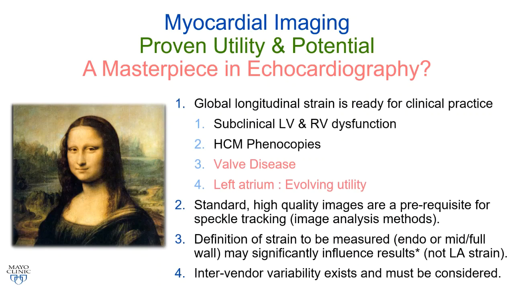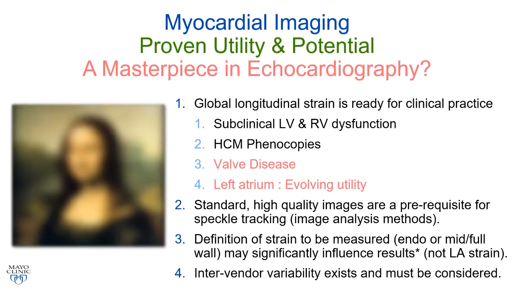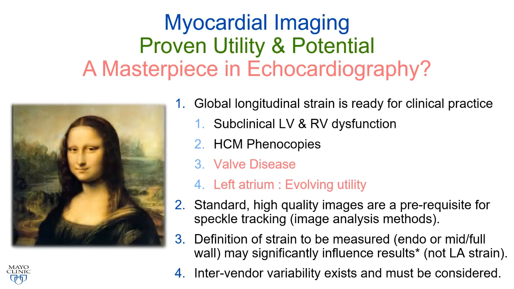It is ready for prime time, and its utility to detect subclinical both LV and RV dysfunction, as we've shown. Its utility in separating out thick-walled cardiomyopathies, its emerging role in individuals with valvular heart disease. As we have discussed, looking at left atrial strain and its evolving utility to assess things such as LV filling pressures. We were reminded that high-quality images are a prerequisite for image analysis methods like speckle tracking.